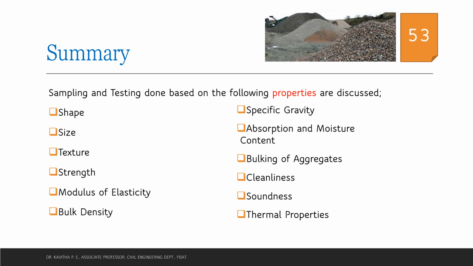We have discussed 12 different properties such as shape, size, texture, strength, modulus of elasticity, bulk density, specific gravity, absorption and moisture content, bulking of aggregate, cleanliness, soundness, thermal properties. Hope you have understood all the different properties, its sampling and testing methods.